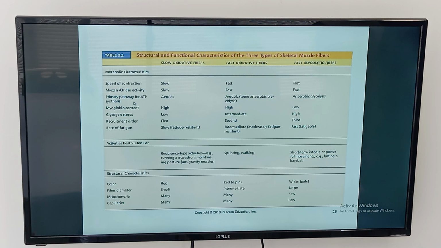Okay, the recruitment order, it means the order or the sequence of each muscle movement or the motor movement when affected by a force or when the muscles genuinely move. Okay, it starts with the smaller one and moves towards the bigger. We have rate of fatigue. We have the slow oxidative, which is slow.